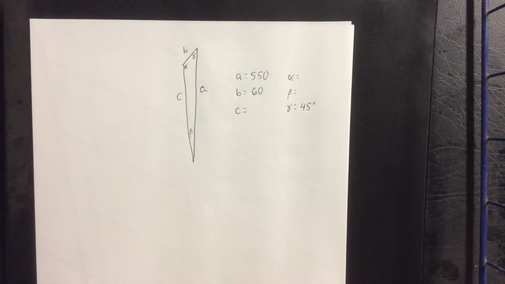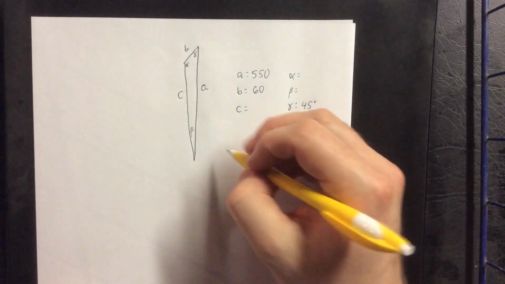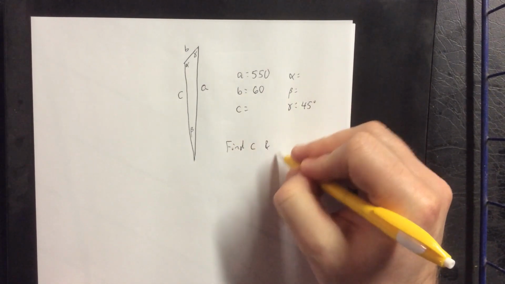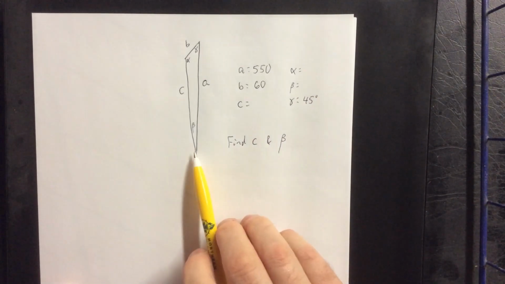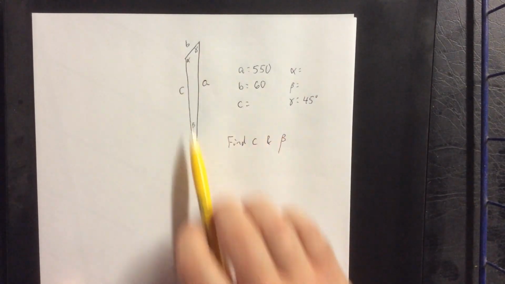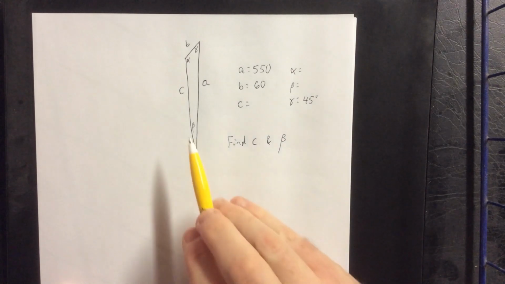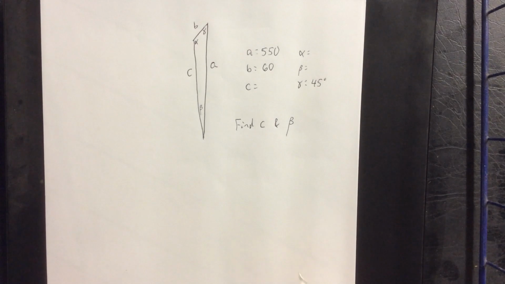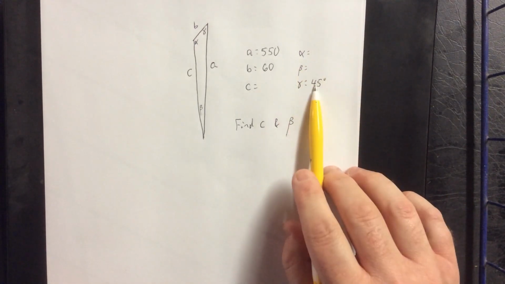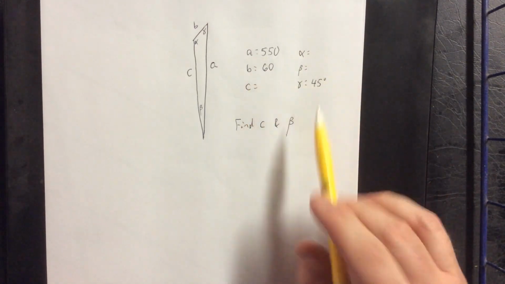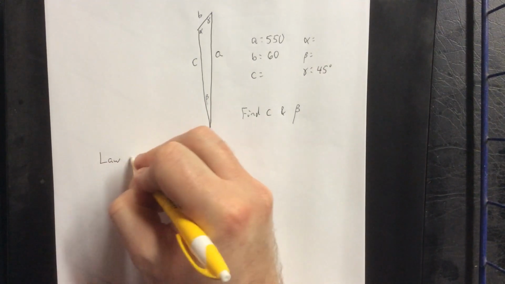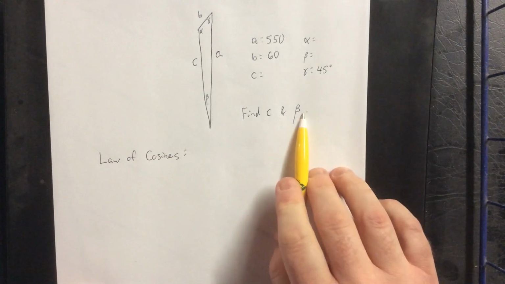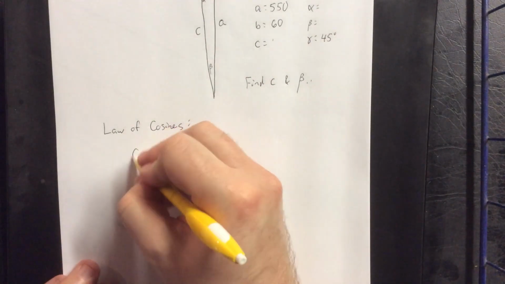This is an example of a side angle side triangle. I would like to find side C and angle beta. Side C represents the length of the sum of the plane and wind vectors, and beta is referring to the bearing. So let's go ahead and do that. Do I know exactly 2 angles? No. Do I have a corresponding angle side pair? No. That means I'm going to use the law of cosines. And because I already know an angle, I can use that to solve for the third side.